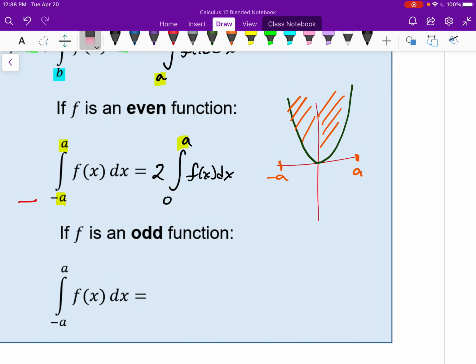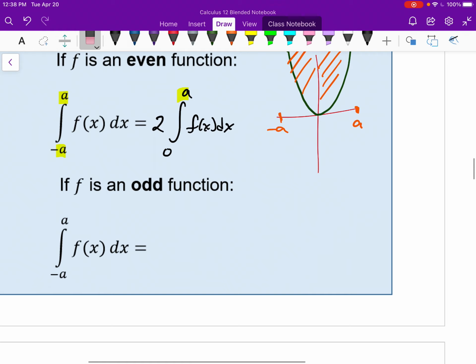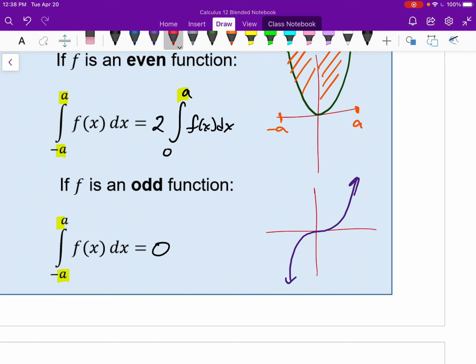And what if the function is odd, but we're going from negative a to positive a? Well, then I know this must equal 0 no matter what. And why is that? Well, let's think what an odd function looks like. For example, here's an example of an odd function, x cubed. If something is odd, that means the region over here must always be the same as the region over here, except one side will always be positive, one side will always be negative. And so the two will always perfectly cancel each other out if it's odd.